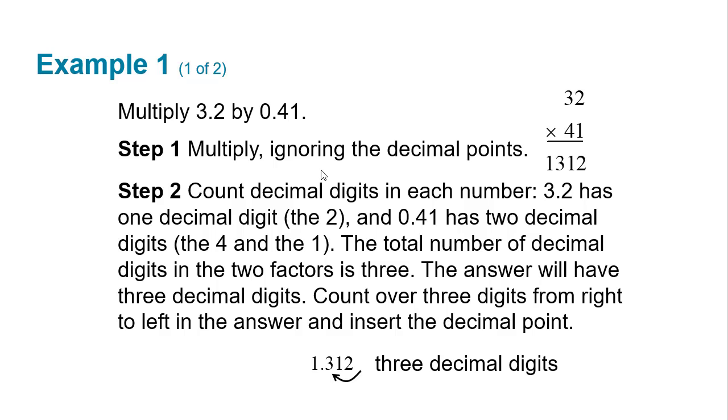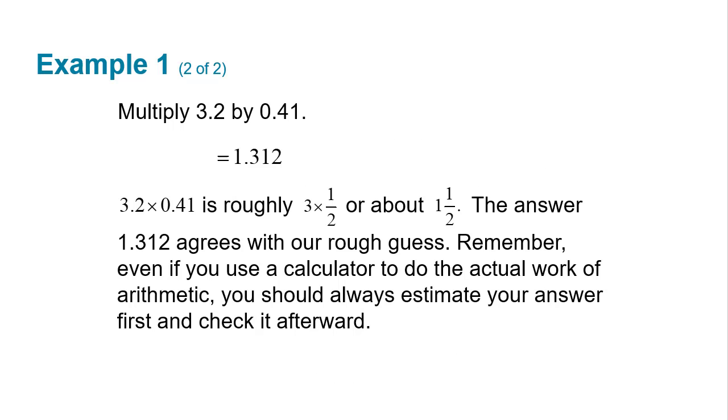Well, now all you have to do is count up how many decimal digits we have. Remember, decimal digits just means the digits to the right of the decimal. So we had 1 here, we had 2 here, so we have a total of 3 of them. So we need a total of 3 of them here, which means the decimal place goes right there in between the 1 and the 3. So it's that simple. Multiplying these things, you just turn them into normal numbers, do the multiplication, and move the decimal at the end.